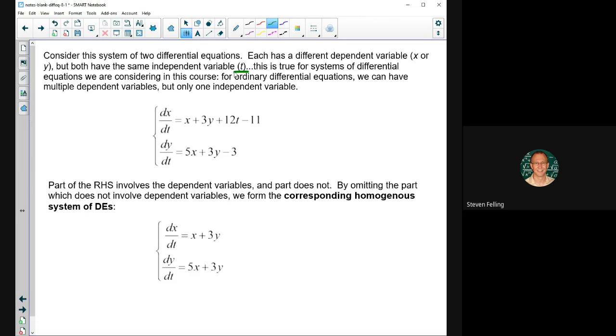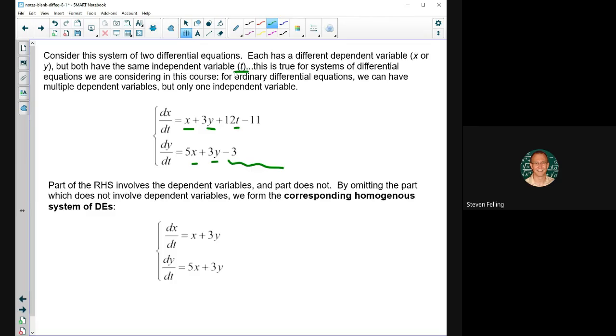So typically a system of differential equations will look like this. You'll have one row, which is a first order differential equation, dx/dt equals some function. And then we have a second row, which is dy/dt equals a function, right? What can be on the right-hand side can be mixtures of x and y variables for both equations. Plus, we can also have a part which depends on the independent variable. It can be constants or it can be functions of t.